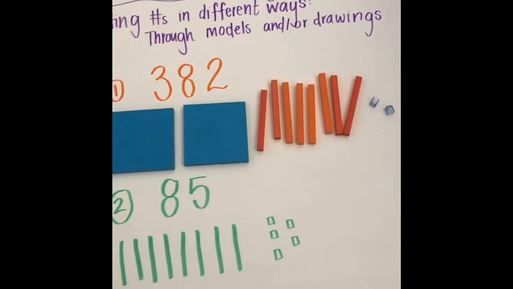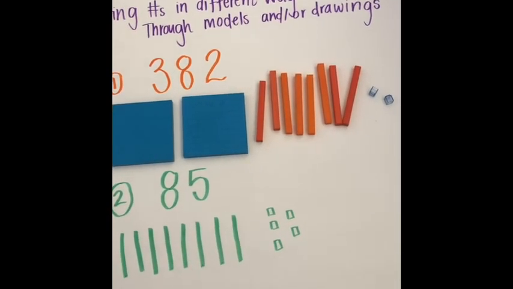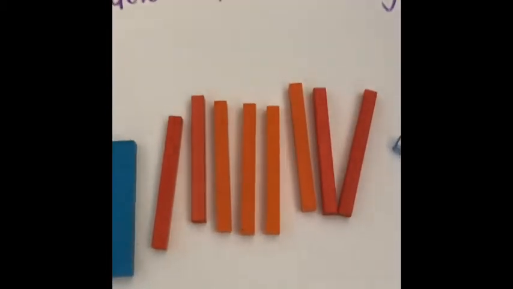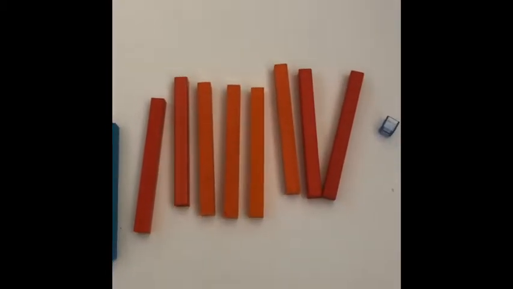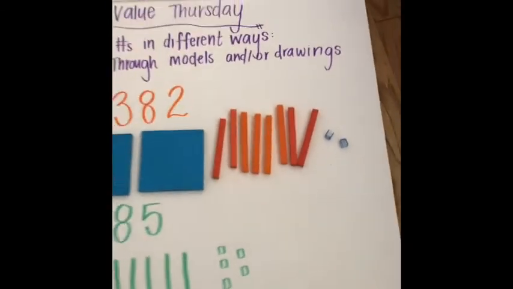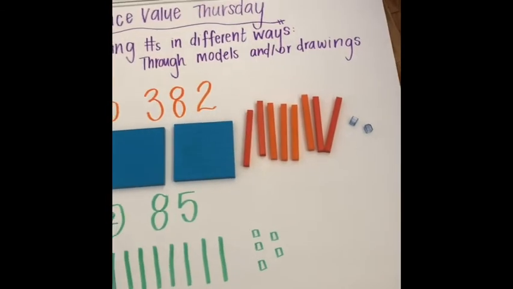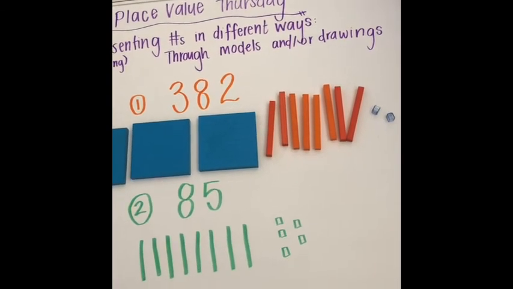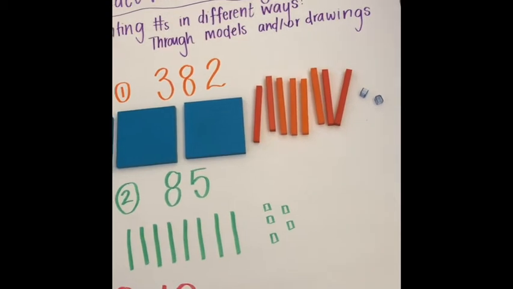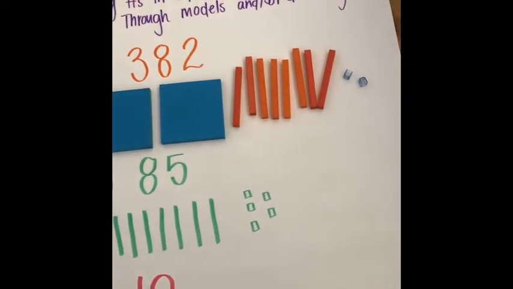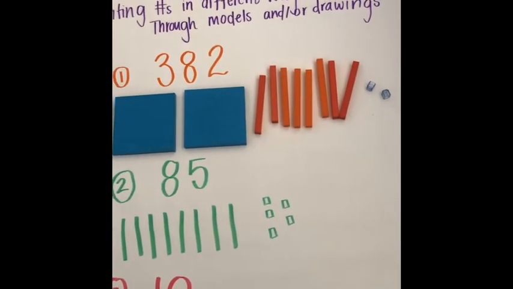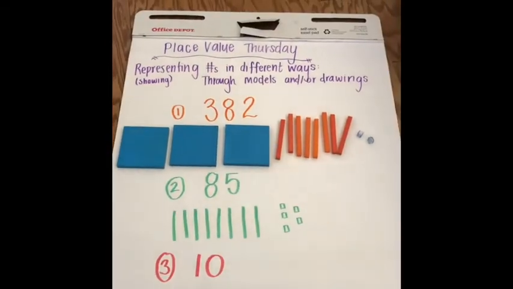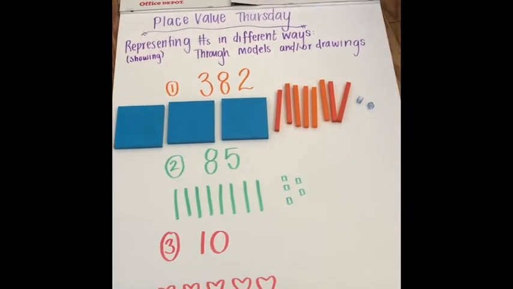I have 8 10 sticks that represents our 80 in 382. Each of these 10 sticks, if you can see, is made up of 10 ones. So it's a great way to represent 10s, through 10 sticks. So that represents our 80 in 382. And then finally, these 2 ones cubes represent our 2 ones in 382. So I represented the number 382 with place value blocks.